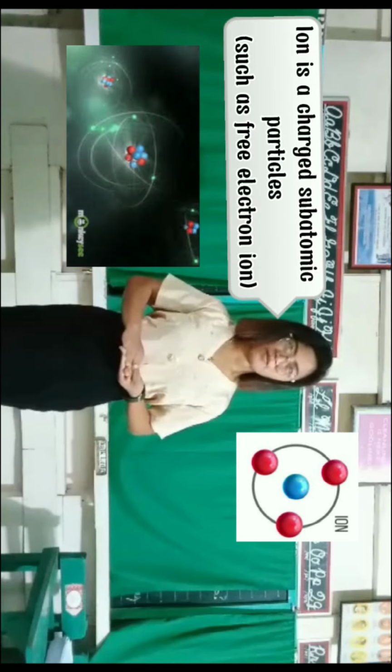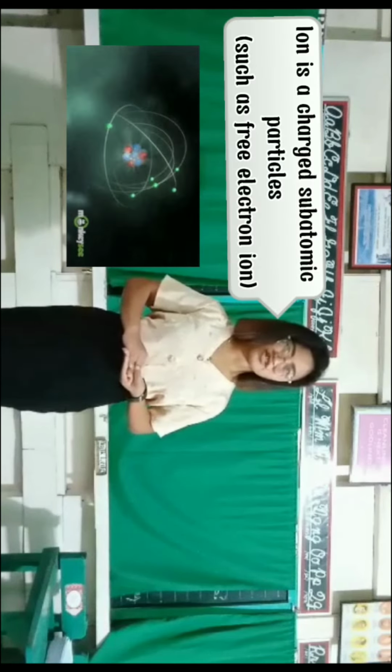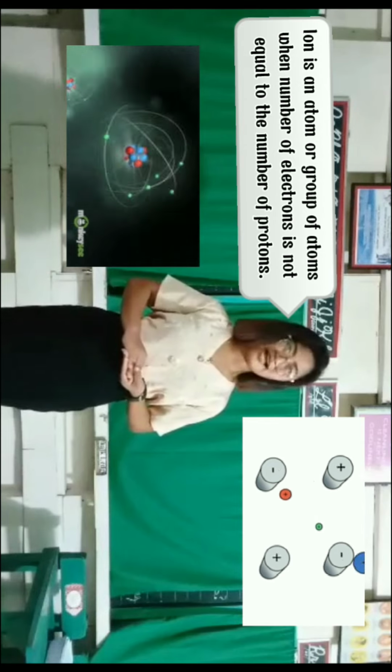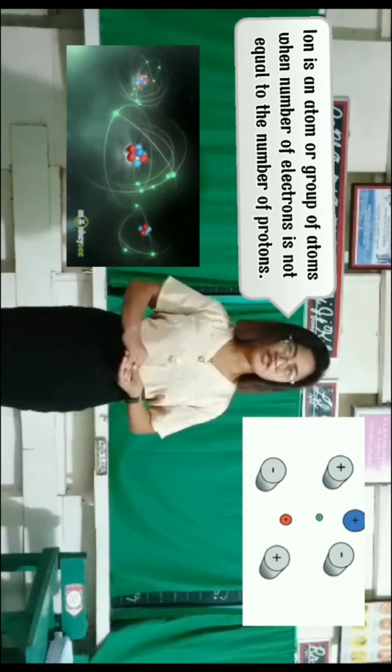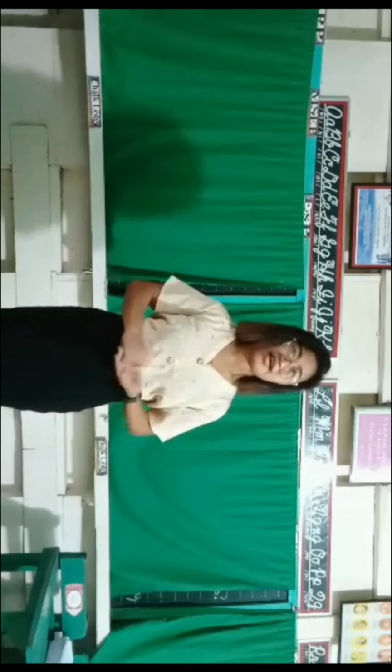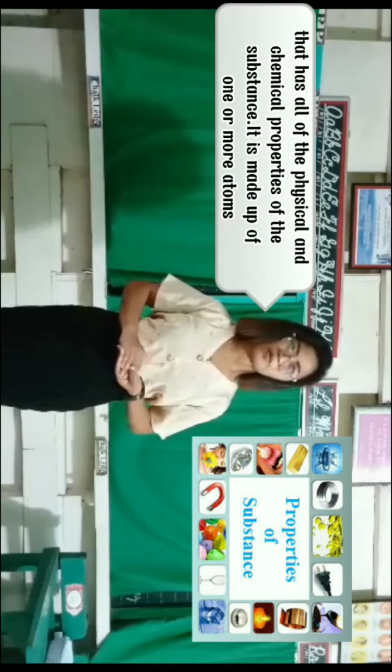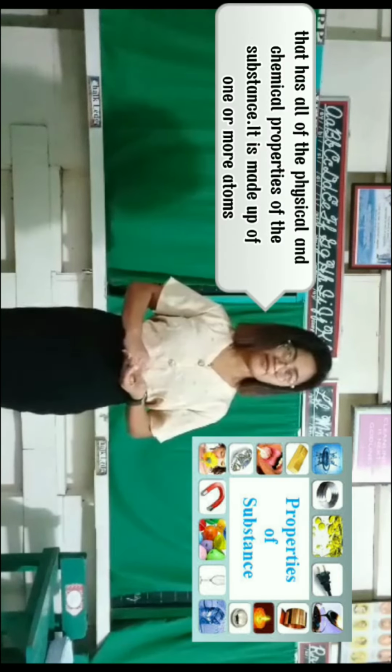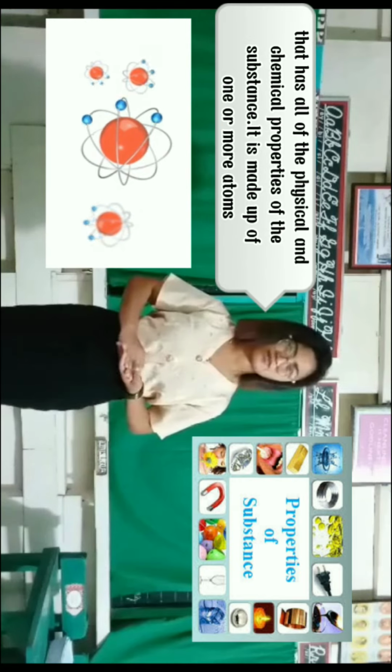The third one is the ion. An ion is a charged subatomic particle such as a free electron. An ion is an atom or group of atoms in which the number of electrons is not equal to the number of protons. An ion is the smallest particle of the substance. It has all the physical and chemical properties of the substance. It is made up of one or more atoms.